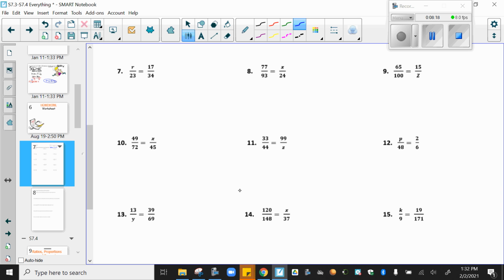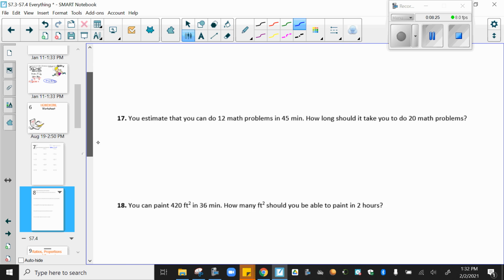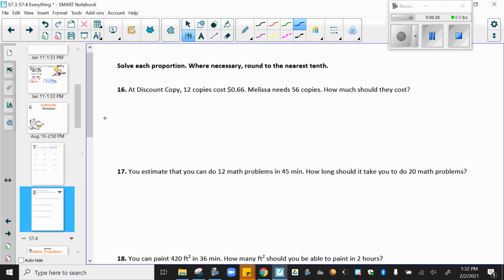Find the x value. So you need like x equals or y equals, right? But show us what you're doing. On the back, you have 1, 2, 3, 4, 5 word problems. Do your best to get those set up successfully. All right?